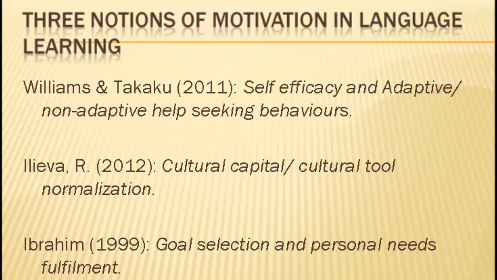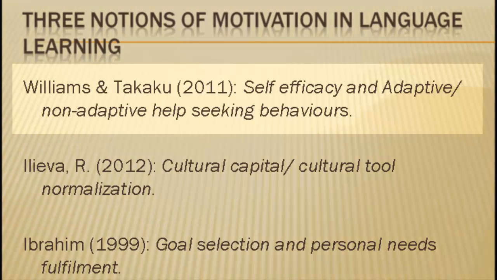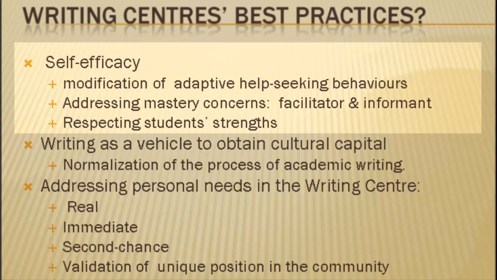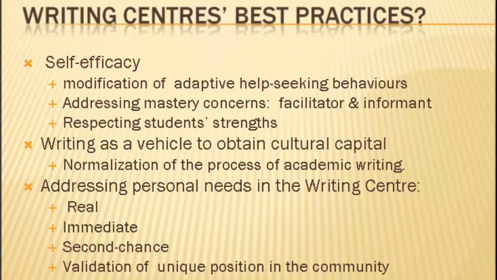So I've taken three concepts about language learning from second language acquisition writing and looked at how these might play out in the Writing Center context when dealing with the multilingual students. The first one is the notion of adaptive and non-adaptive help-seeking behaviors. Williams and Takaku say that these are linked to perceptions of high self-efficacy and low self-efficacy. Students with high self-efficacy tend to adopt adaptive help-seeking strategies. In other words, they will look at a context, look at the help that's being provided, and go and seek out the help that will most clearly help them attain the goals that they have.